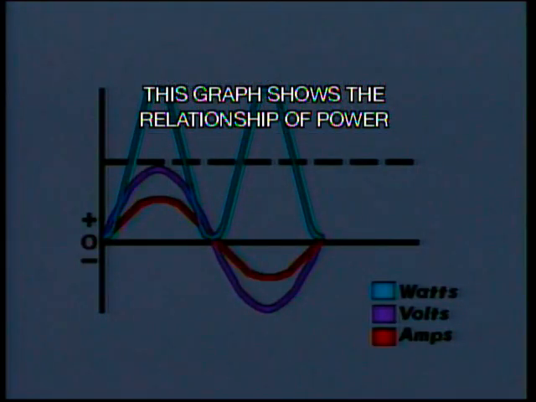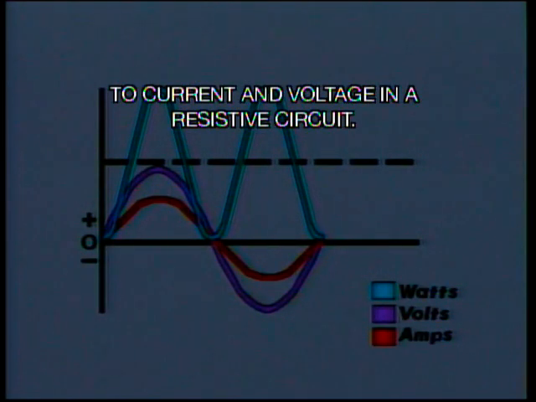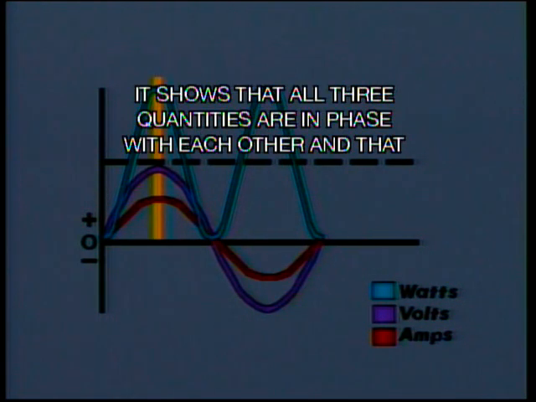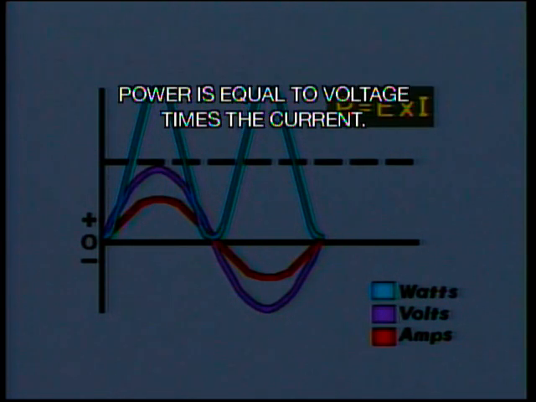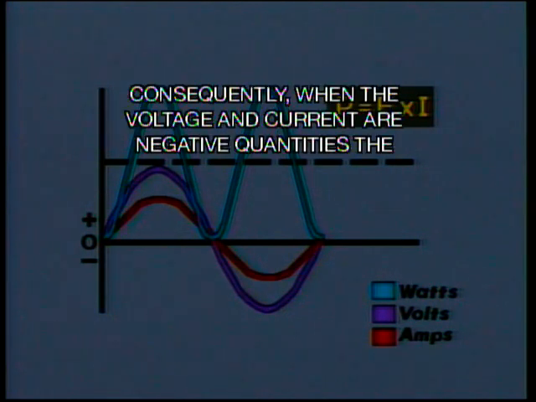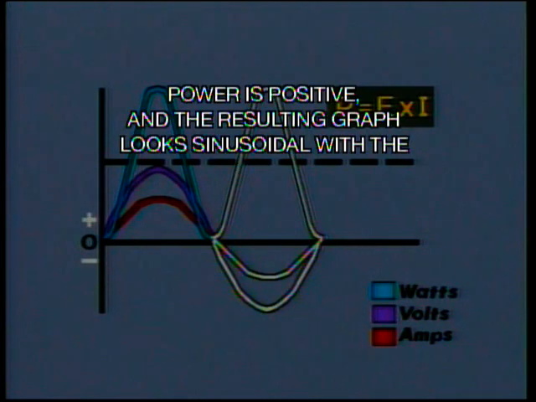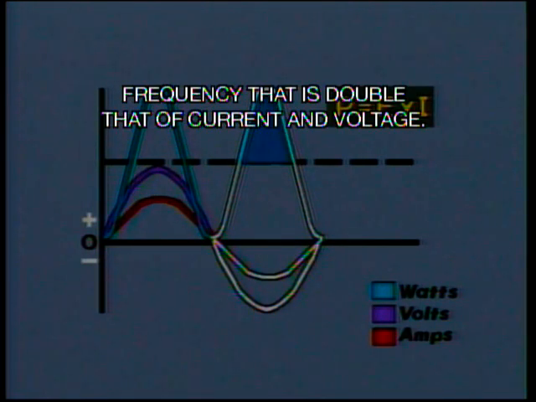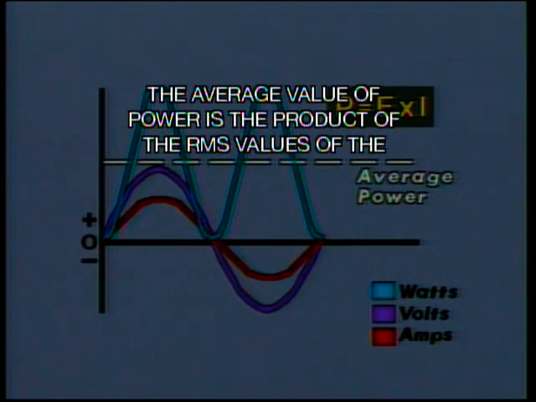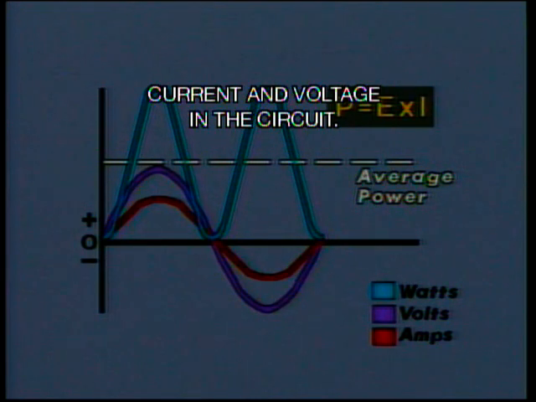This graph shows the relationship of power to current and voltage in a resistive circuit. It shows that all three quantities are in phase with each other, and that power is equal to voltage times the current. Consequently, when the voltage and current are negative quantities, the power is positive, and the resulting graph looks sinusoidal with a frequency that is double that of current and voltage. The average value of power is the product of the RMS values of the current and voltage in the circuit.